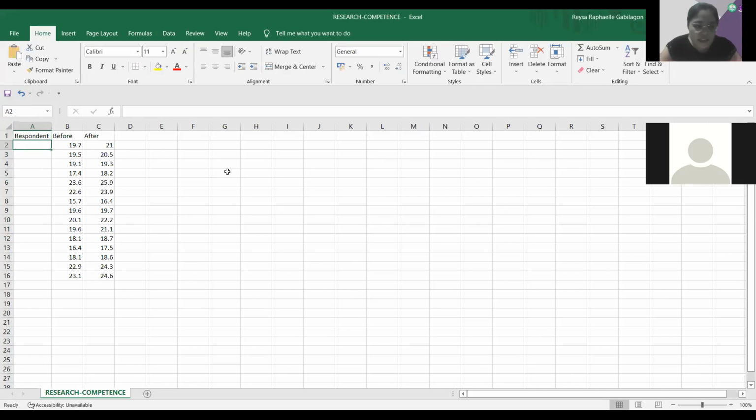Respondent number 1. Kasi kailangan paired talaga sila ha. If this is for respondent number 1, dapat ito talaga yung score niya before the training and ito talaga yung score niya after the training. Hindi pwede na ito yung score niya before the training tapos yung after niya nandito sa baba. Kaya nga siya tinawag na paired t-test kasi kailangan silang i-pair dalawa. Okay?